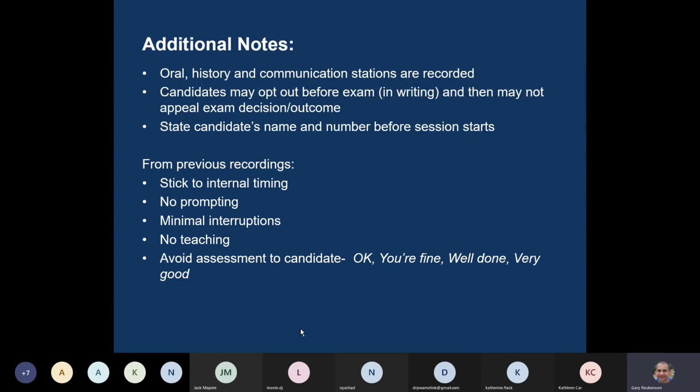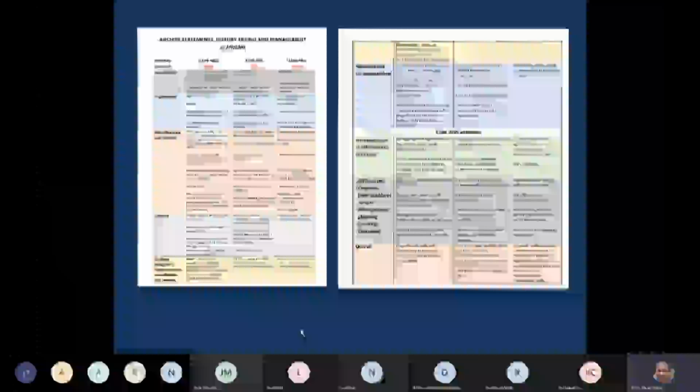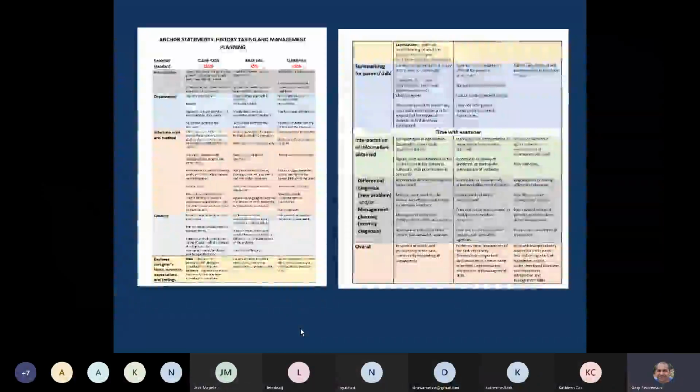So what I'm really saying to you is just because they're not saying those things doesn't mean you're doing badly. You can be doing absolutely perfectly, but the examiners have been told not to say things like that to avoid any misunderstanding.